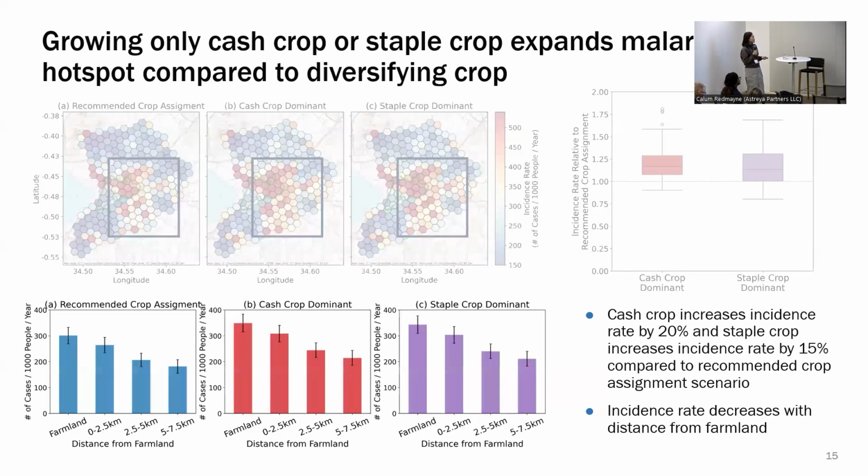We also found that the incidence rates decrease with the distance from the farmland. The incidence rate 5 kilometers away from the farmland is about 40% lower.